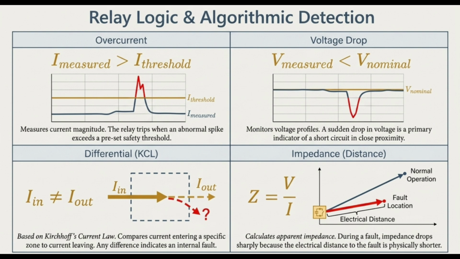Finally, it uses impedance measurement. It divides voltage by current, and if a fault happens, that apparent impedance drops sharply. It is doing all of this insane math in literally a fraction of a second.